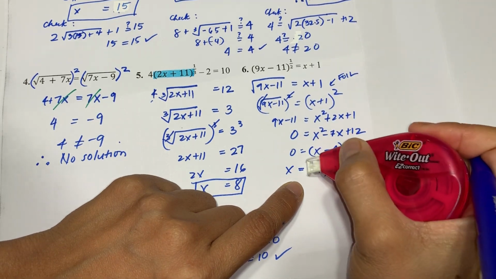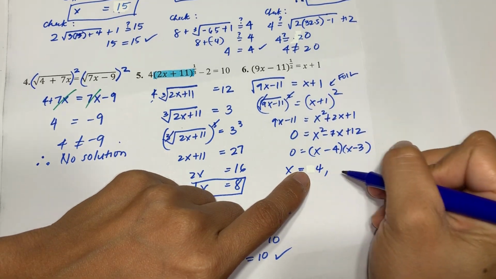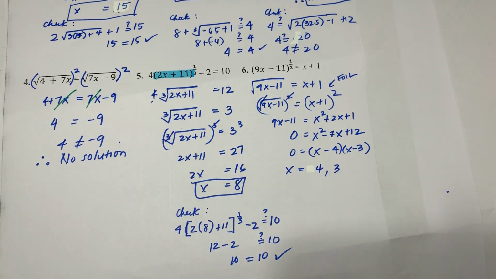Remember the zero product property. So switch the sign. And positive 3. Again, then check it.